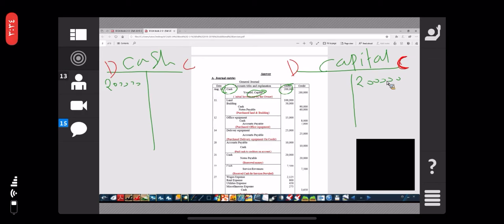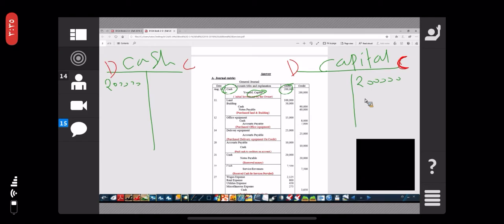In the past, we wrote here 200,000 capital, and here 200,000 cash, but we don't need to mention that, just put the numbers. Clear? So the first posting for the first journal is complete. Now we need to go to the second journal.